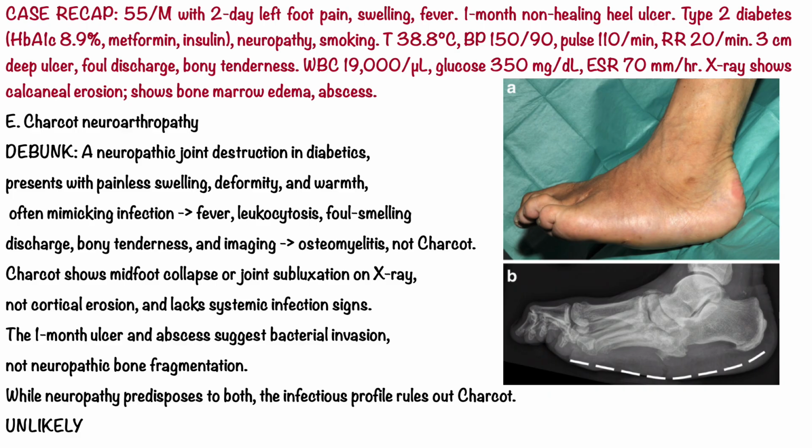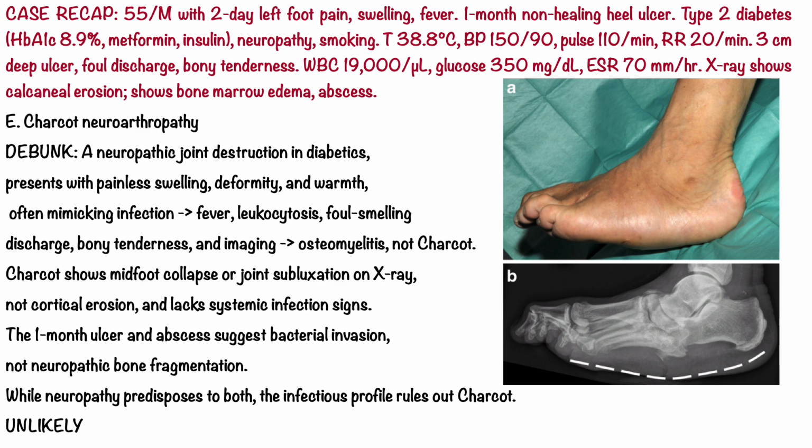It doesn't show any cortical erosion and lacks systemic infection signs. The 1-month ulcer and abscess suggest bacterial invasion, not neuropathic bone fragmentation. While neuropathy predisposes to both, the infectious profile rules out Charcot. So this is also unlikely.